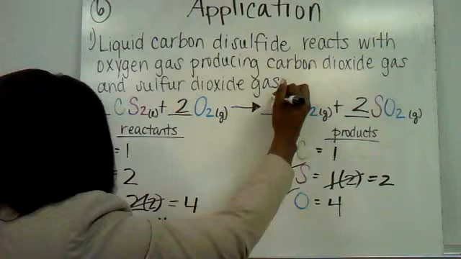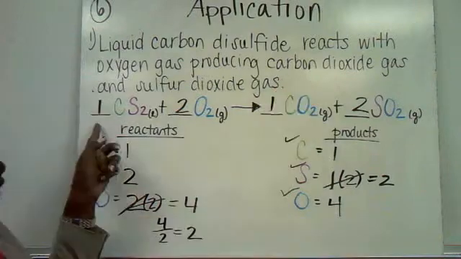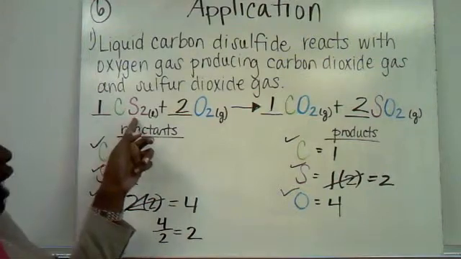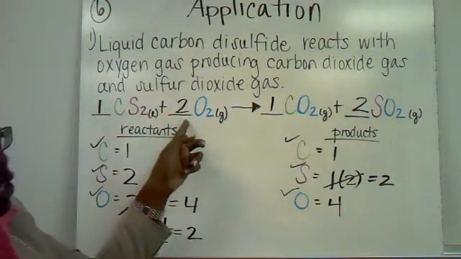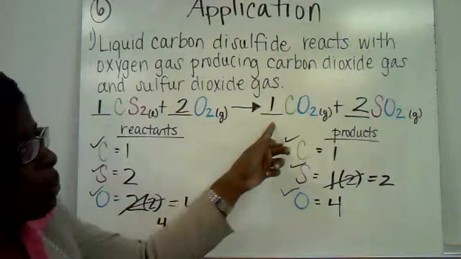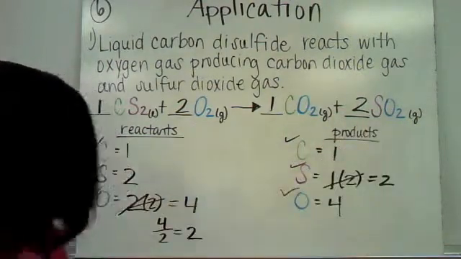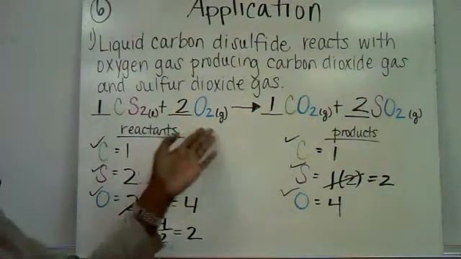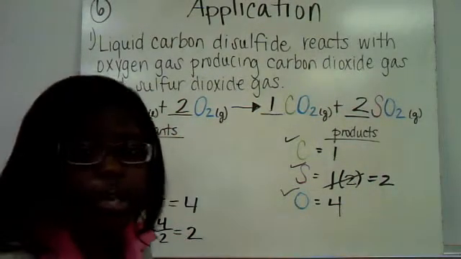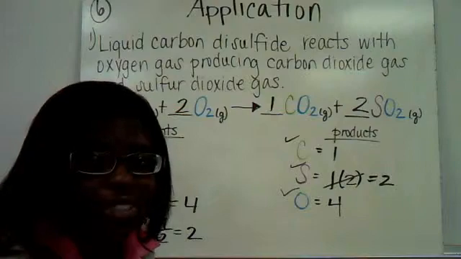So the balanced chemical equation here is 1 molecule of carbon disulfide plus 2 molecules of oxygen gas is going to produce 1 molecule of carbon dioxide and 2 molecules of sulfur dioxide. So everything is balanced here. Now it's going to be your turn to apply this information. Good luck.